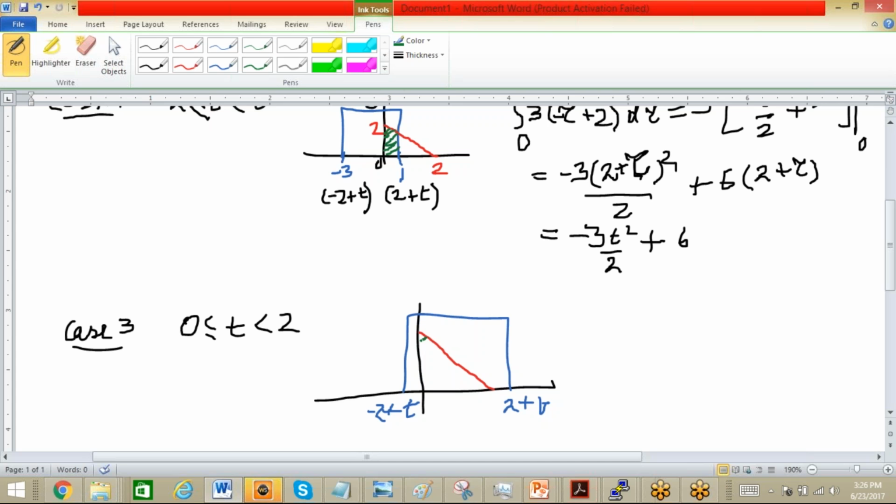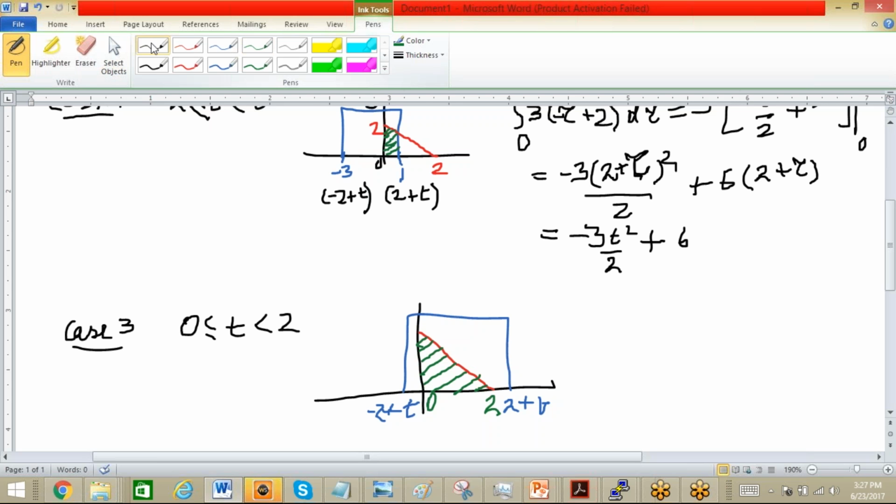Alright, this is my complete overlap setup. So now we have to find out the area under this product. The total overlap area is lying between 0 to 2, so we have to perform the integration over this particular area.